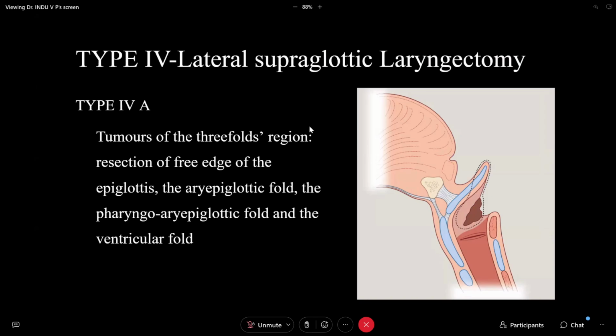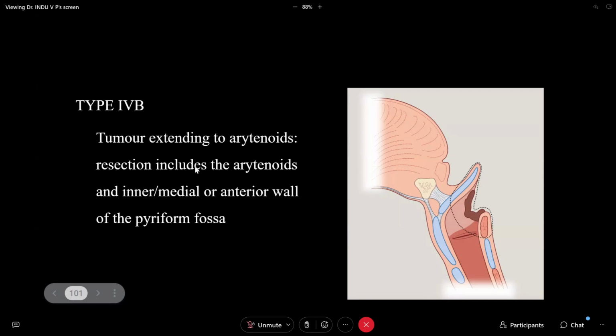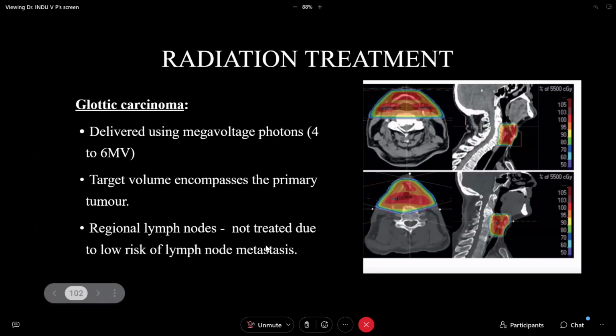Then type 4 is the lateral supraglottic laryngectomy. Type 4A is when the tumor involves the three-fold region, and we'll be removing the aryepiglottic fold, the pharyngoepiglottic fold, and the ventricular fold. And in 4B, the tumor is extending into the arytenoid, and so the resection involves the arytenoid as well as the medial or the anterior wall of the pyriform fossa.